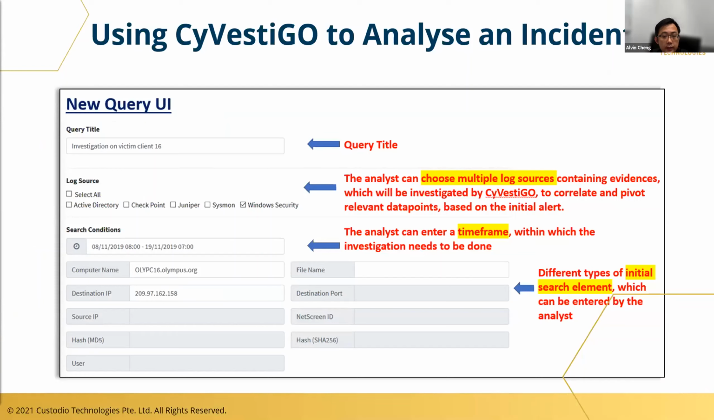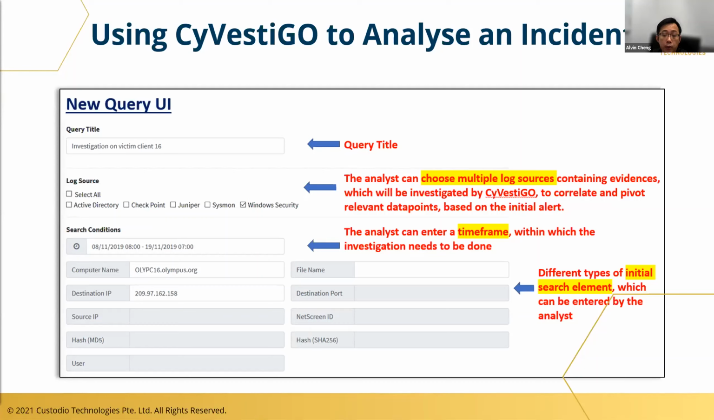What I'm showing you here is an example of a UI which the analyst will use to submit a query to Cyvestigo. The analyst just needs to enter a query title, select the log tabs that he's interested to query without knowing what the SIEM is at the backend. You don't have to deal with the SIEM or the LMS. You just look at this interface, put a checkbox on log tabs, and indicate a time frame for the query.